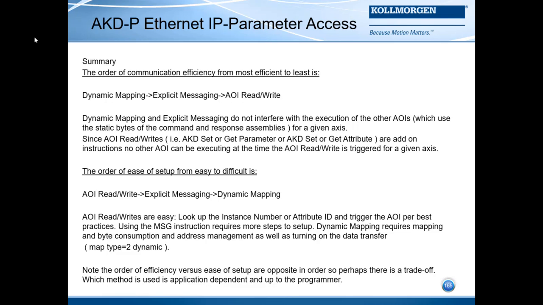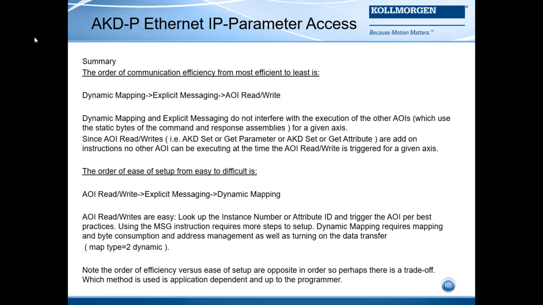Since add-on instruction read or writes, such as the AKD set or get parameter, AKD set or get attribute, are add-on instructions, no other add-on instruction can be executing at the time the add-on instruction read or write is triggered for a given axis. The order of ease of setup from easy to difficult is AOI read or write, explicit messaging, and dynamic mapping. Add-on instruction read or writes are easy. Look up the instance number or attribute ID and trigger the add-on instruction per best practices.